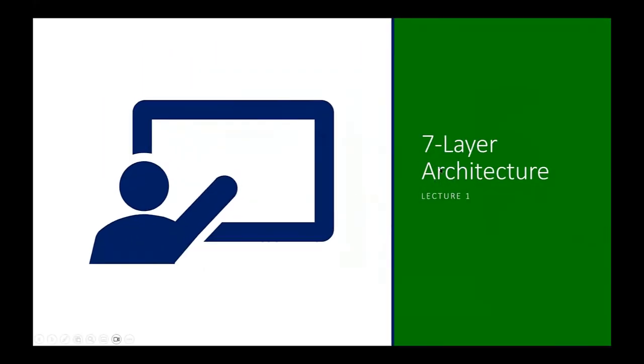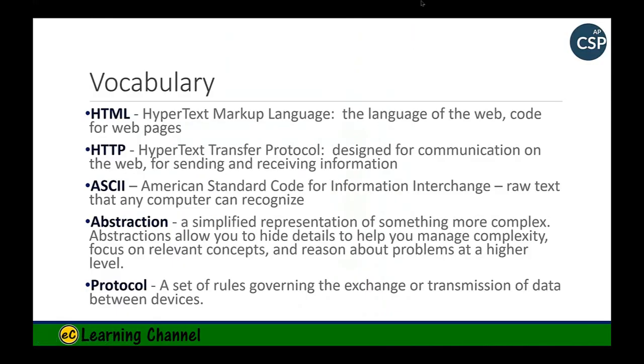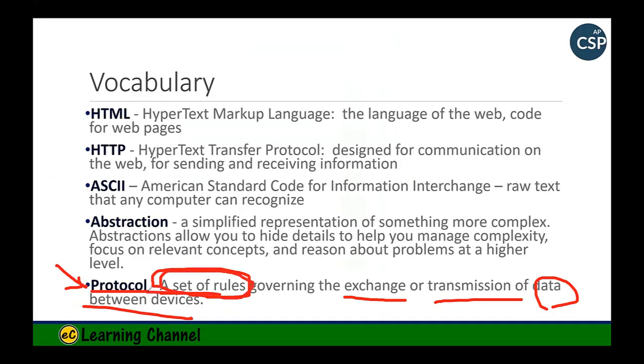Okay. So this one is the 7-layer architecture. You need to know what a protocol is. A protocol is a set of rules that govern the exchange and transmission of data between devices. So this is a network protocol. It is a set of rules. HTML is one protocol, a document standard, the language of a website. HTTP is a level 7 protocol to transfer your hypertext. HTTP, hypertext transfer protocol.